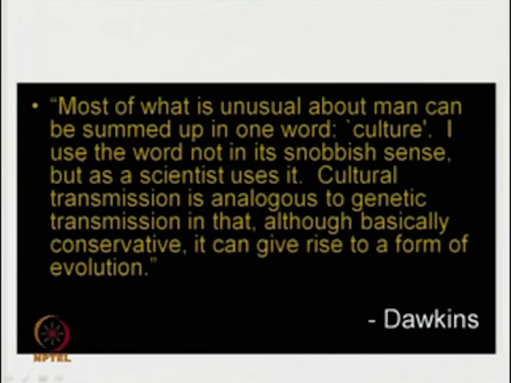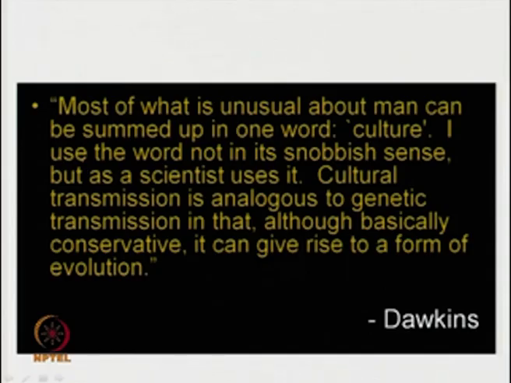He says, "Most of what is unusual about man can be summed up in one word, culture." So, here you see a definition of man as a species being given from the point of view of culture. We have definitions of man given from the point of view of religion, or science, for instance. Here he says whatever is unusual about us, at least compared to other species, is culture.